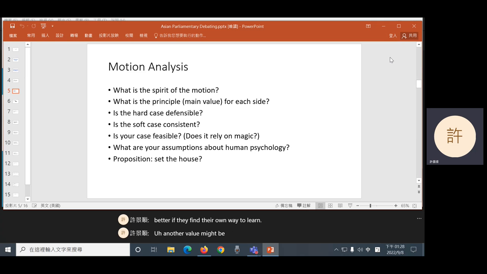Another value might be the value of a general education. So the idea is that the point of school is not what you learn from the teacher, but what you learn from being in school, being around different people, having access to different kinds of resources. And the teacher is simply more like a guide. It's not the answer to all your questions, but a helper to help you learn what you want to learn. So the value of general education, in Chinese we call this 通识教育, would be another value that the opposition side can defend. So this is something to think about when you prepare a debate. What does the motion want you to value?